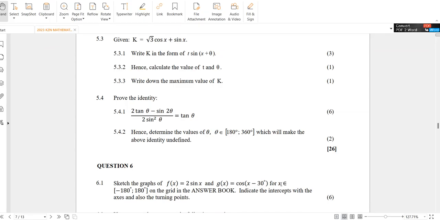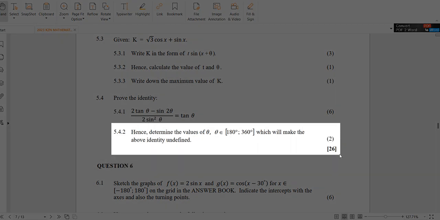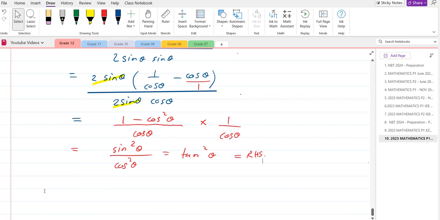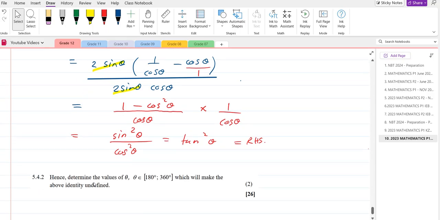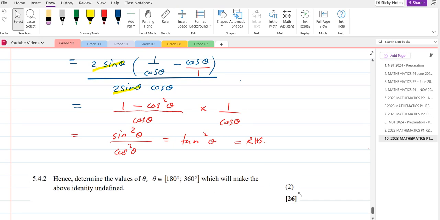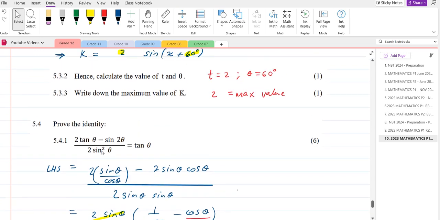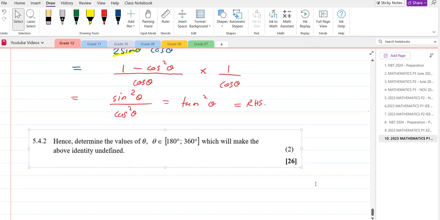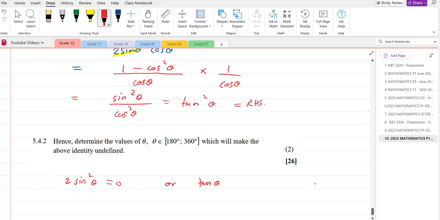Next question. Hence, determine the value of theta, where theta is between 180 and 360, which will make the above identity undefined. When will the identity be undefined? The identity above will be undefined if the denominators are 0. If 2 sine squared theta is equal to 0, don't forget the zeros of tan theta as well. Tan theta is sine theta over cos theta. So either 2 sine squared theta is equal to 0 or tan theta is equal to 0.